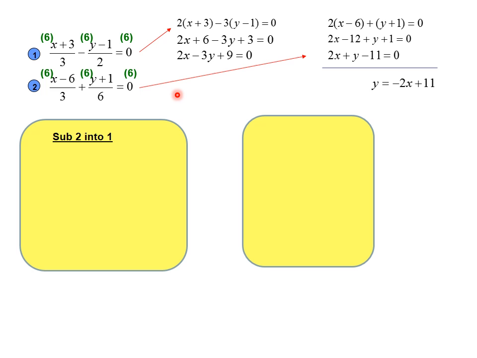Okay, finally, we're ready to do the same step we did before. We're going to sub 2 into 1. So notice this is equation 2. It's going to go into 1. Where is it going to go into? This is Mr. Y. That's going to go into this Mr. Y, which is going to come out. And we're going to keep it in brackets when we do that.